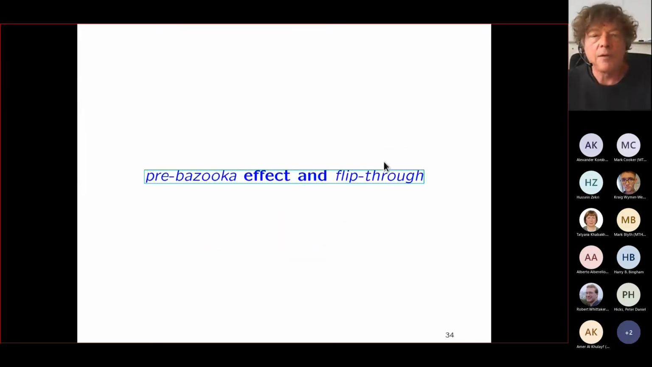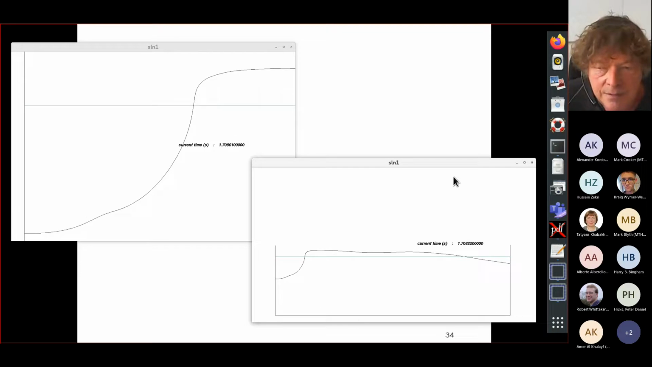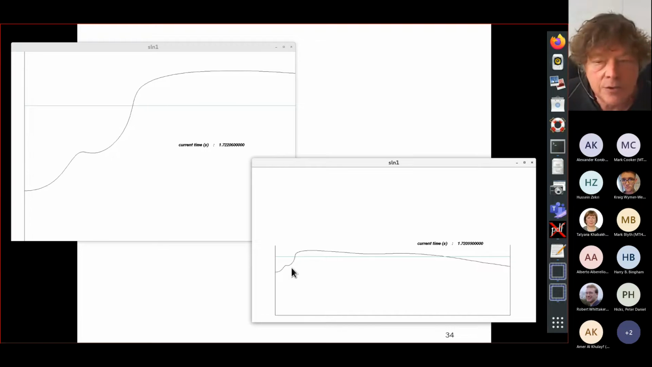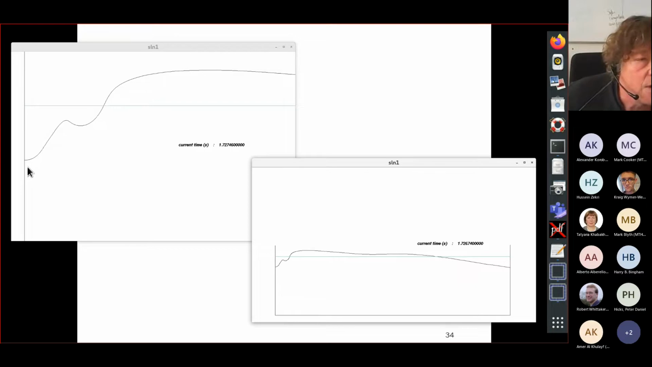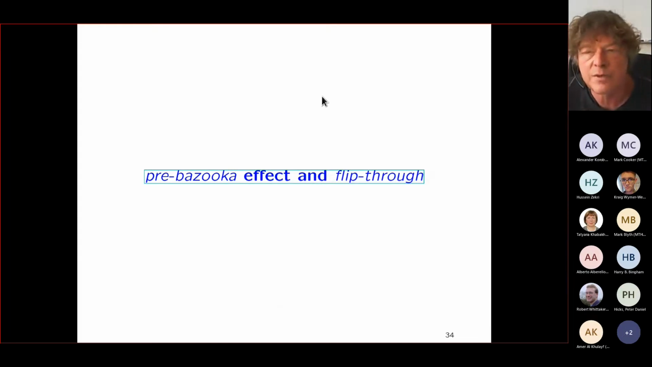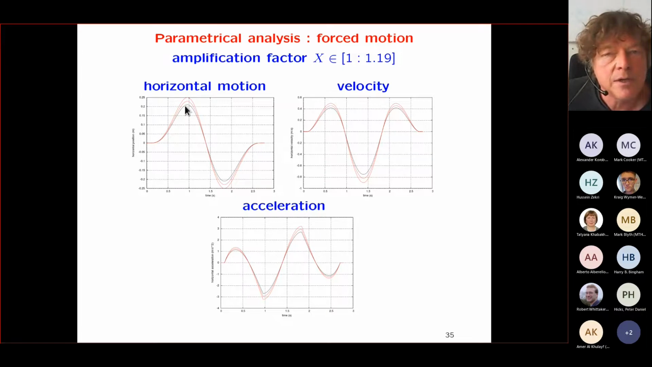So now, knowing all that, I will speak about another configuration which can be of great interest, which looks like a local growth, a pre-bazooka effect, as Longuet-Higgins introduced it. But here it's more interesting because we end up with a so-called flip-through, which appears, yes, right now. And we understand by looking at this simulation that the flip-through occurs with a very high acceleration. For this configuration, I did a parametric analysis in terms of the amplification factor of the forced motion. We have a reference simulation corresponding to the black line here, and we can increase the amplitude of the forced motion by a factor of almost 1.2.